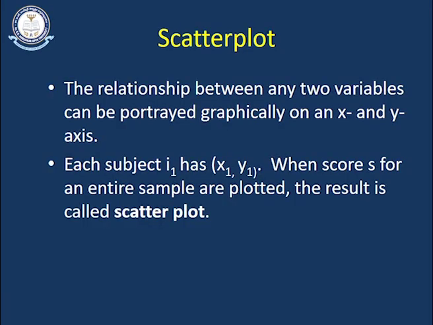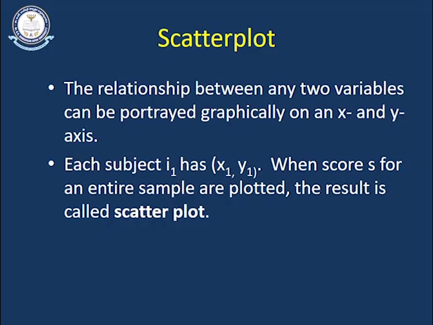So scatter plots are basically telling you graphically, visually, the relationship between two variables, the x and y variable, and they are represented through the x and y axis. So each subject, let us say I1, has x1 and y1, and when the scores are shown, they are plotted for the entire sample or the population.